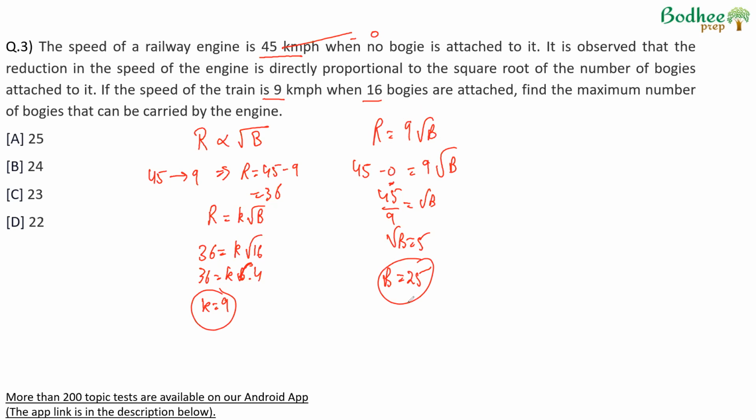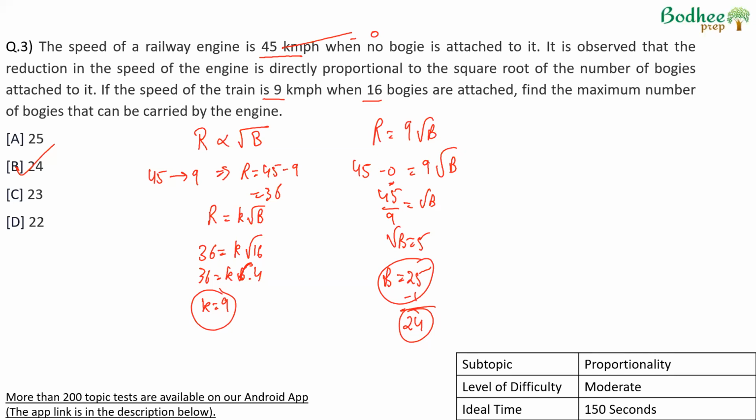If we want the engine to at least move, we will remove one bogie. So the speed will go slightly above 0 and the engine will start to move. Therefore, the maximum bogies that can be carried by the engine are one less than the number of bogies at which the speed is 0. So 24 becomes the answer.